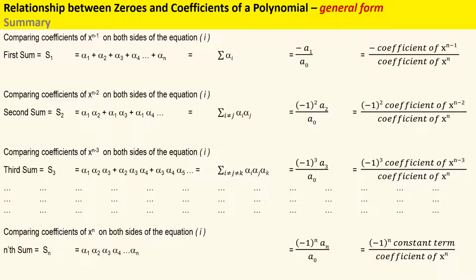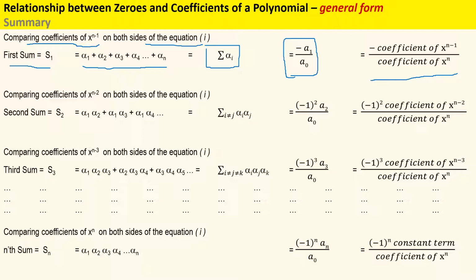Let's now start comparing the coefficients of different powers of x on two sides of the equation 1. Let our first coefficient for comparison be the coefficient of x raised to power n minus 1. This will give us the first sum S1, which is alpha 1 plus alpha 2 plus alpha 3 and so on up to alpha n. And in simple form, it is written as sigma alpha i. And this sum will be equal to minus a1 divided by a0, which is equal to minus the coefficient of x raised to power n minus 1 divided by the coefficient of x raised to power n.